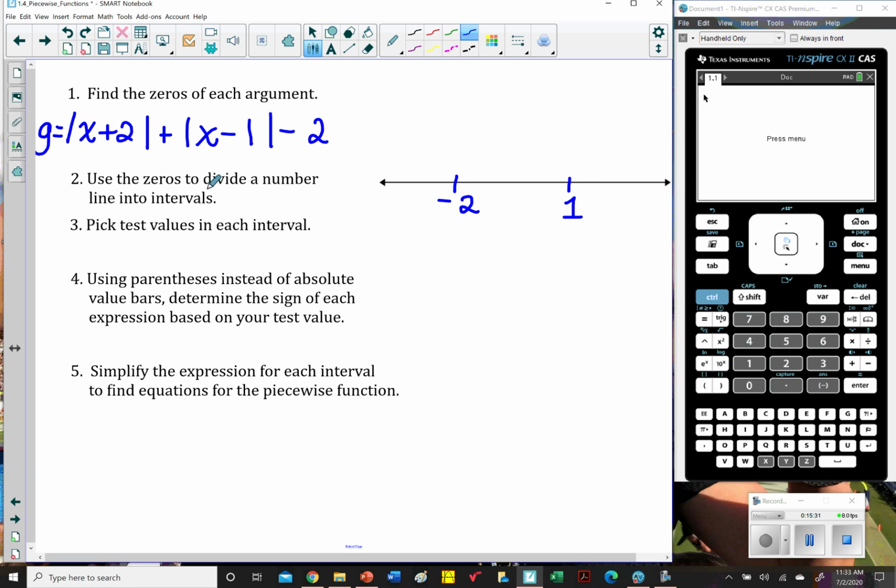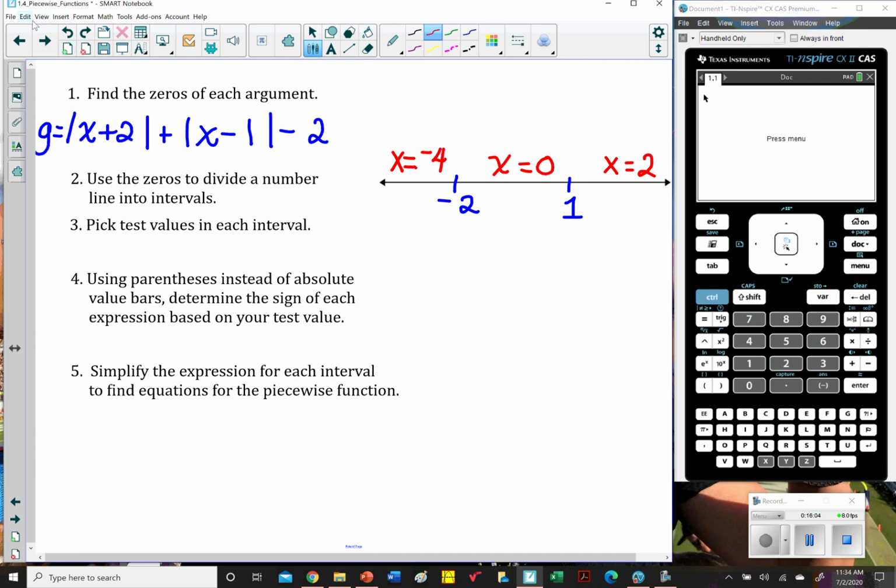So we want to use those zeros to divide up the number line, and then we want to pick some values. Let's say negative 4, 0, and 2. We want to pick a value in this region, pick a value between negative 2 and 1, and pick a value greater than 1. I could have picked negative 3, that's fine, but 4 will work too. So all we've got to do is think about the behavior. So I'm going to think about it this way.